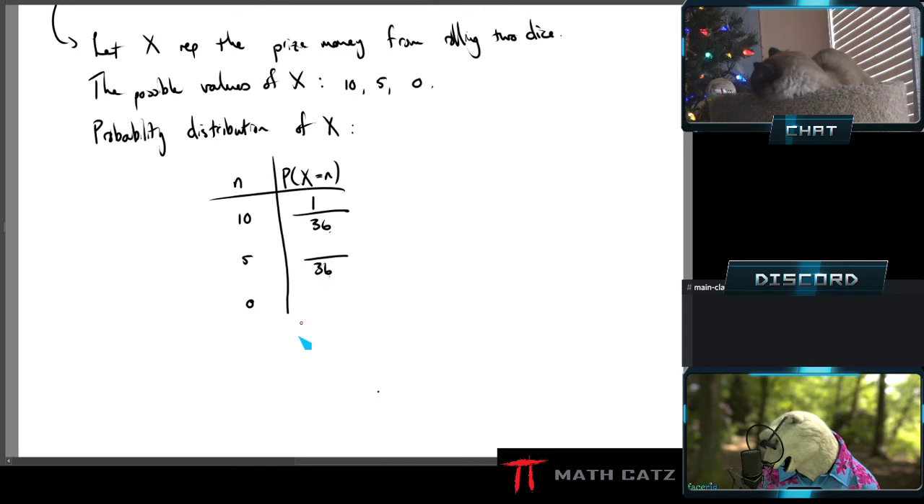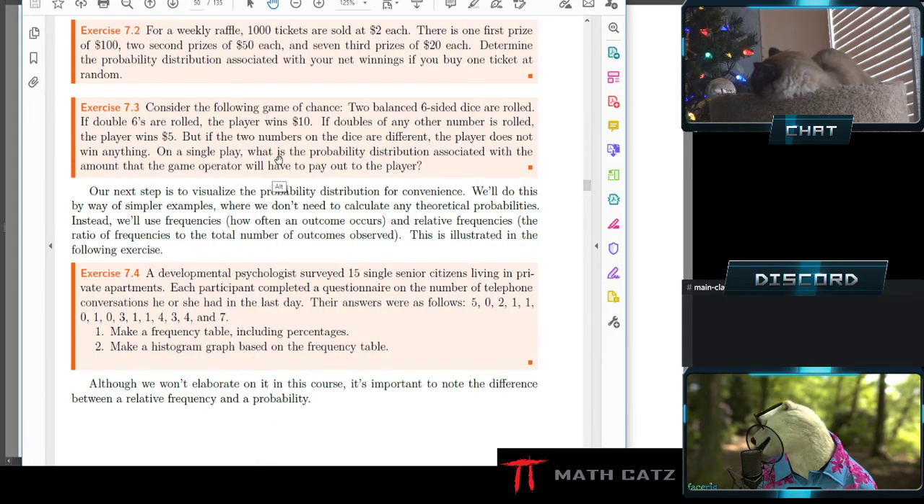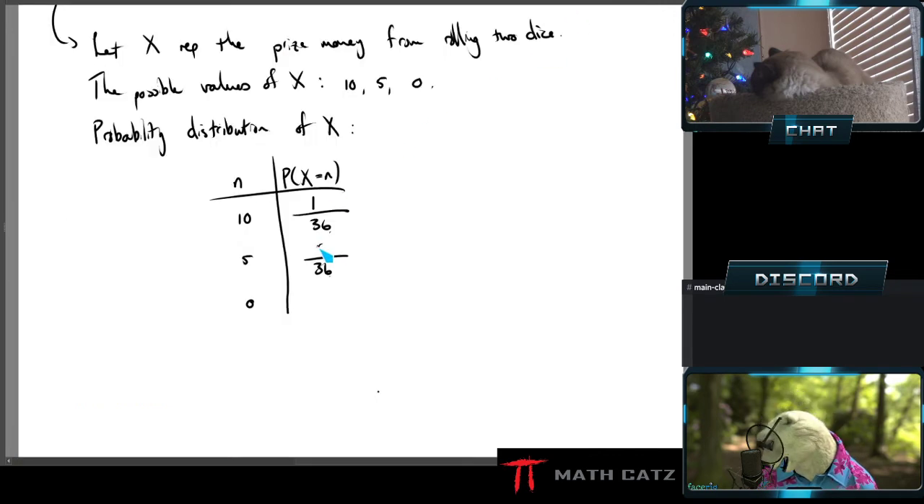Out of the 36 possible pairs, how many will give me 5 as a prize? Well, doubles of any other number. So double 1, 2, 3, 4, or 5. So there are 5 other doubles. Now please note, this 5 and this 5 are completely different 5s, talking about and referring to completely different things.